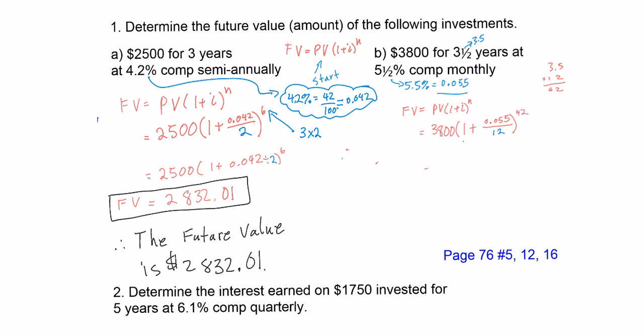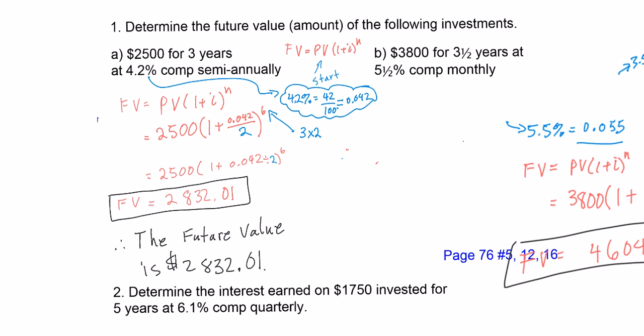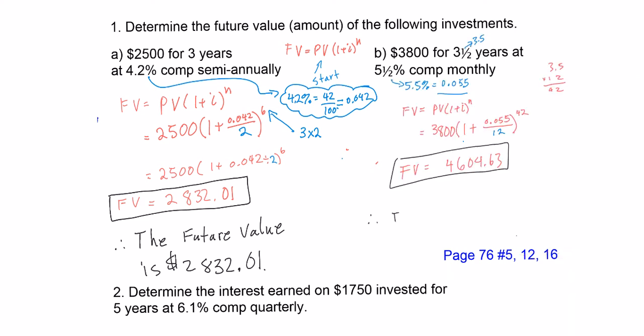We punch in our final answer and we get $4,604.63. And that is our future value. Now, when we do our calculations, all we have to do now is state our final answer. Therefore, the future value is $4,604.63.